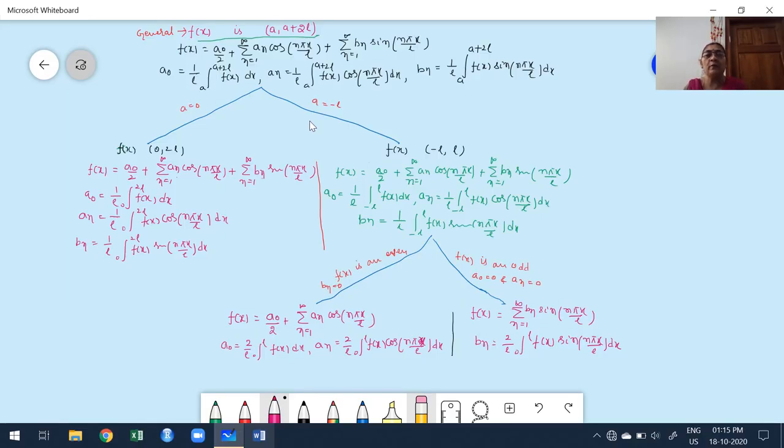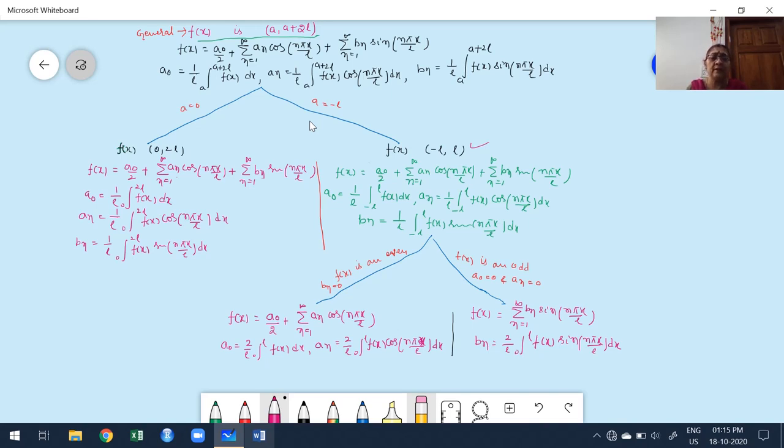Suppose a is equal to minus L, which means the given interval is minus L to plus L. Suppose the function is defined in minus a to a or minus L to L. In such cases, we have two cases: f of x is an even function, or f of x is an odd function. In an even function, bn is 0 using the definite integral property.